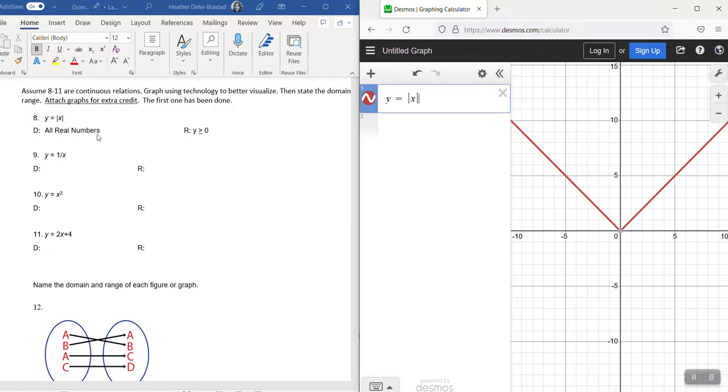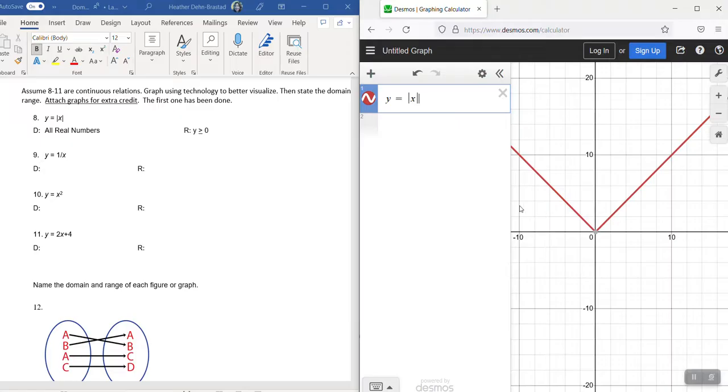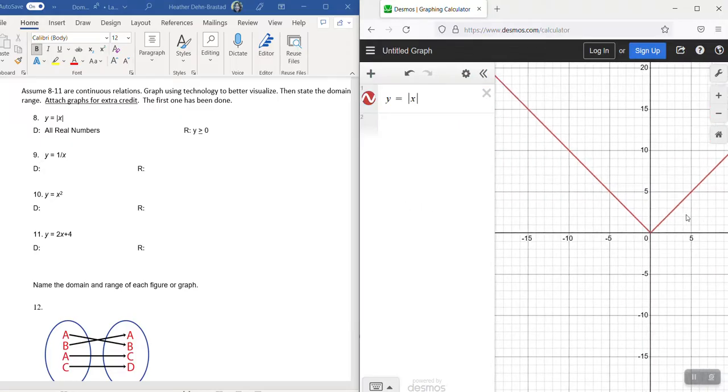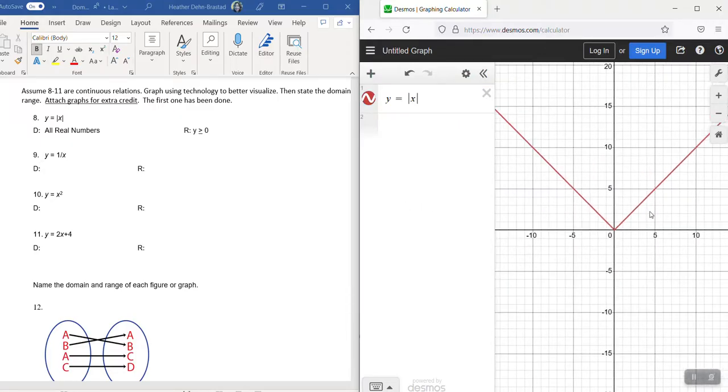So the reason the domain is all real numbers is because it can be any X value. This graph can be any X value. You can see if I zoom out, it's just going to get bigger and bigger and bigger, and it'll be any X value.